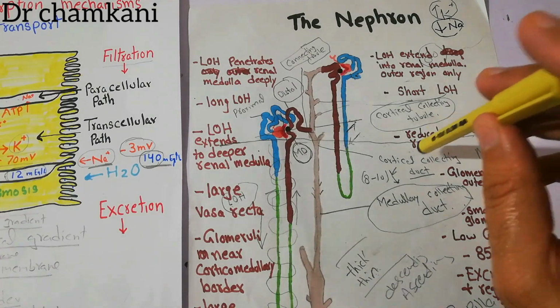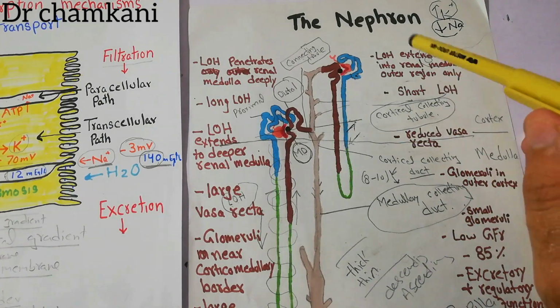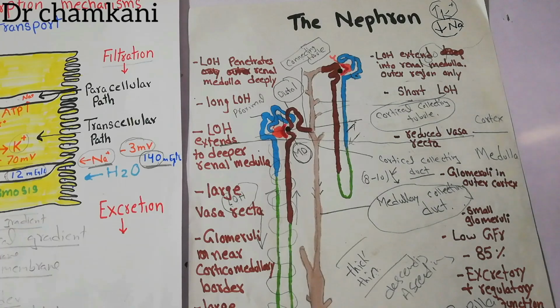So these conditions prove the importance of aldosterone in the formation of urine and maintenance of body fluids and maintenance of electrolytes, specifically sodium and potassium. So that's all about the action of aldosterone and its importance in the regulation of body fluids and electrolytes.